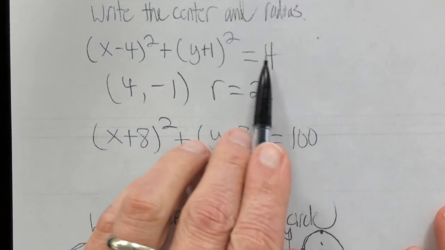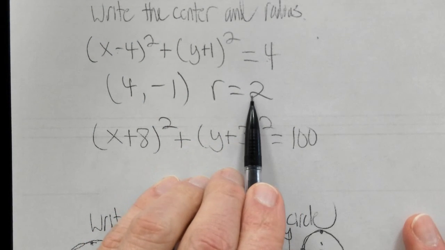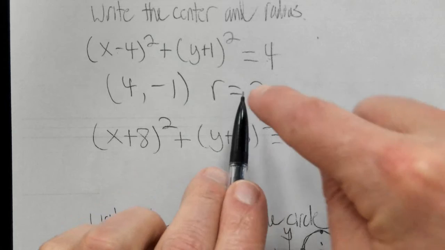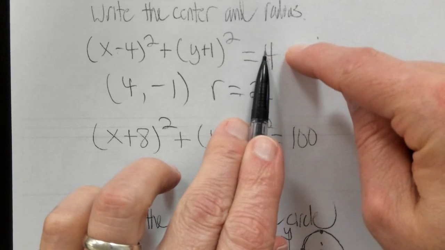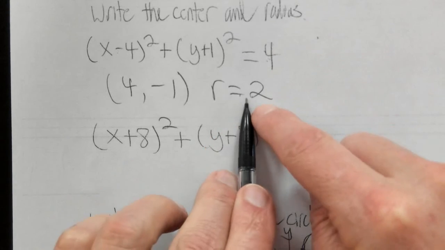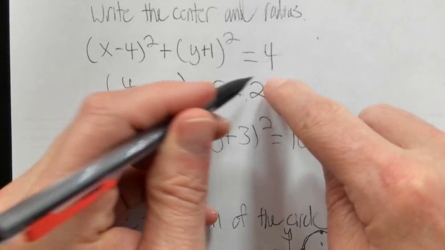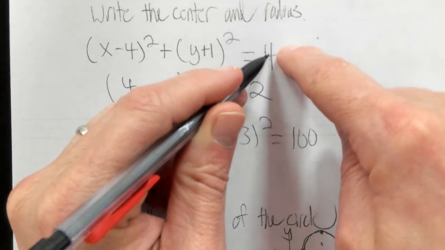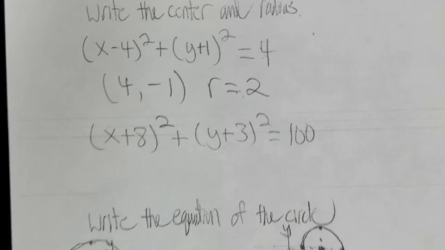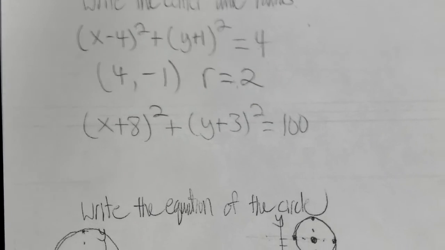Now some people go the wrong way. They do 4 squared is 16. Okay? Remember, you have to square the radius to get the equation and square root the equation to get the radius. So remember, make sure you go in the right direction. Square the radius to get the equation, square root the equation to get the radius. So square root of 4 is 2. But that's really all there is to it.